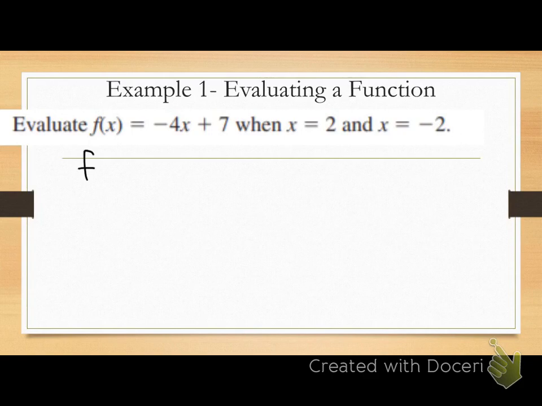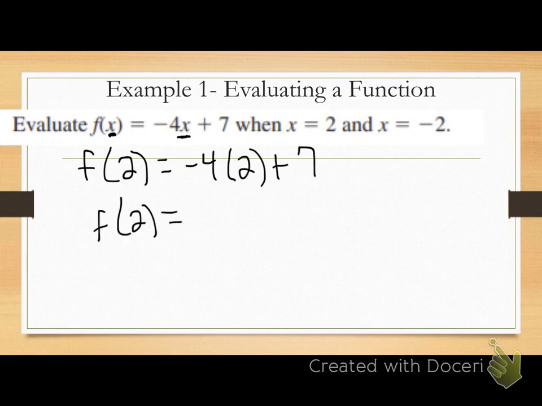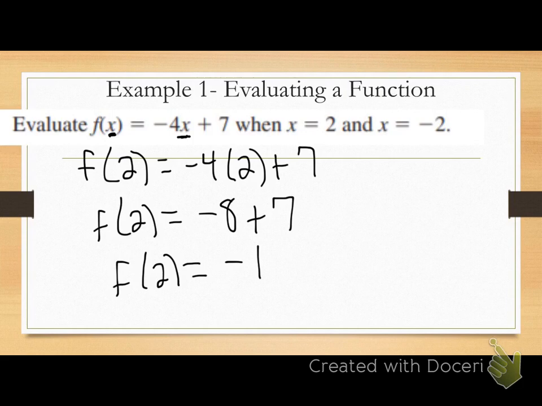So we're going to evaluate when x equals 2. If you notice, there's an x here and an x here. I'm going to replace all my x's with 2. And now I'm just going to work down the right side of my equation using my order of operations. I'm going to do my multiplication first. Negative 4 times 2 is negative 8. Still have that plus 7. Negative 8 plus 7 gives me negative 1. So f of 2 is negative 1.